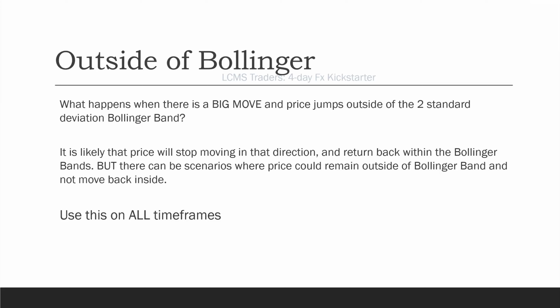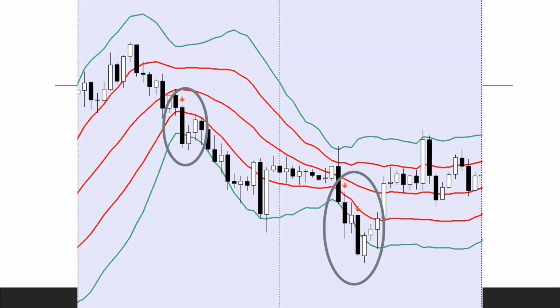For the outside of Bollinger Band usage, you can apply this across all time frames on your chart. I'll give you an example of how this looks. You see in the first circle here on the left, the candle has broken outside of the Bollinger Band and closed outside of that green line, and then the subsequent ones move back in. You see 2 white candles moving back in, because it closed outside of the 2 standard deviation and then moved back in. At this point, you also want to take note of the red arrow.